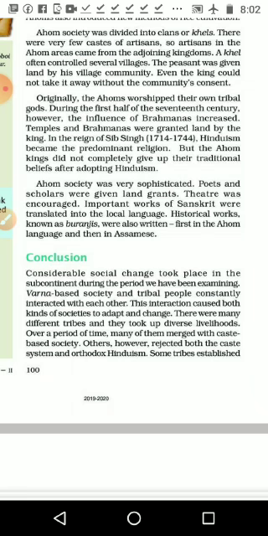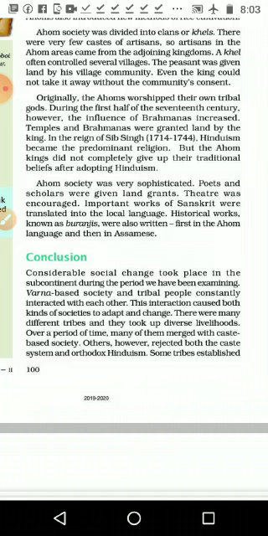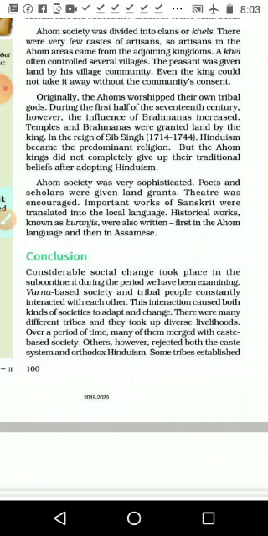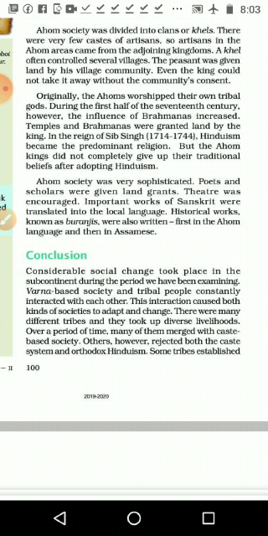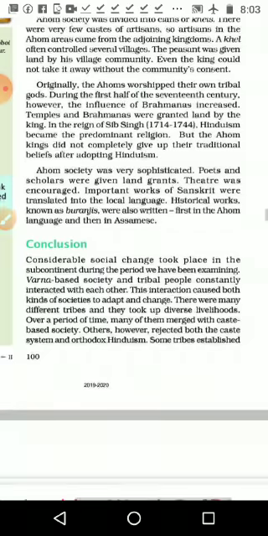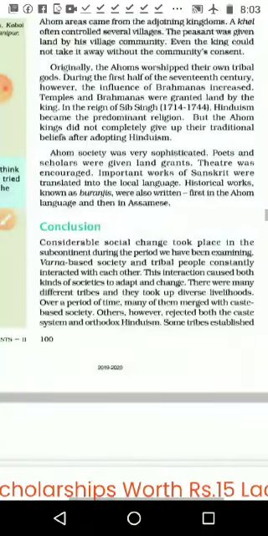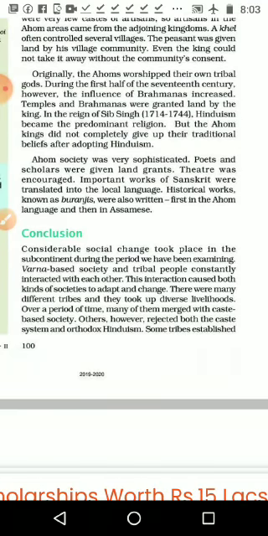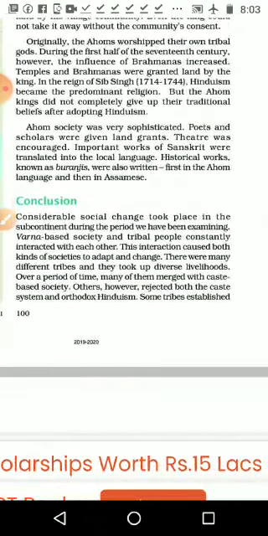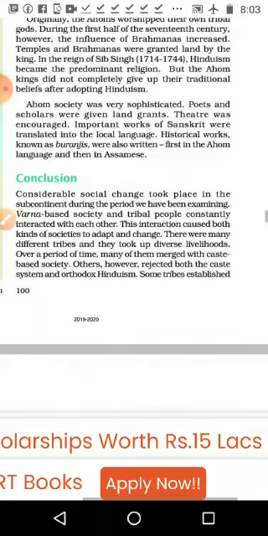During the reign of Sabin, Hinduism became the predominant religion. At the start of the 18th century, the Hindu religion was the predominant religion of the Aham group under the leadership of Sabin, who was the king at that time. But the Aham kings did not completely give up their traditional beliefs after adopting Hinduism. Even though they adopted Hinduism, they never gave up their own beliefs or their own traditional god.